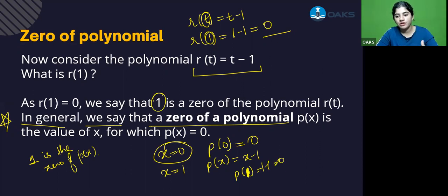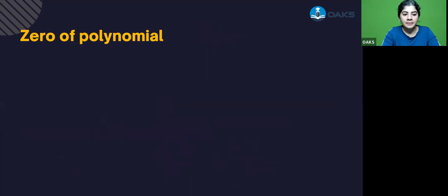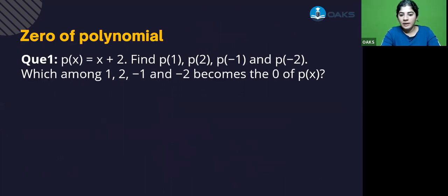How do we find 0 of a polynomial? How do we find value of a polynomial? What is the difference between value of a polynomial and 0 of a polynomial? What does 0 of a polynomial mean? The value of x which helps us to get the value of the polynomial as 0. That is known as 0 of the polynomial. So let's see. This is question 1. You have to do it one by one. I'll be asking one by one.